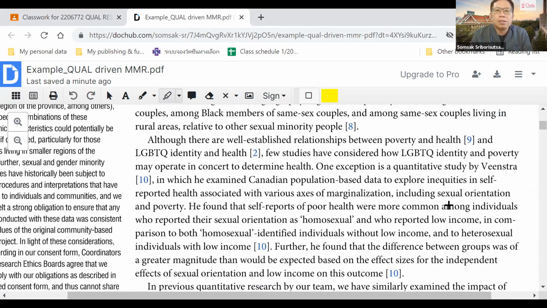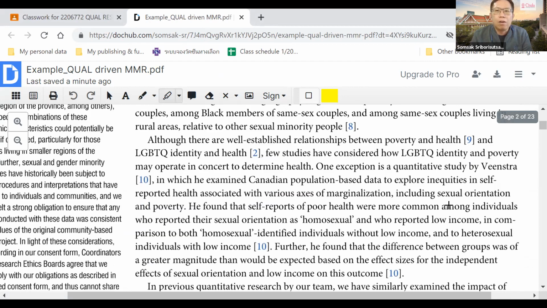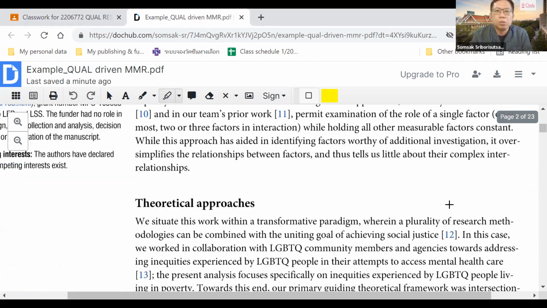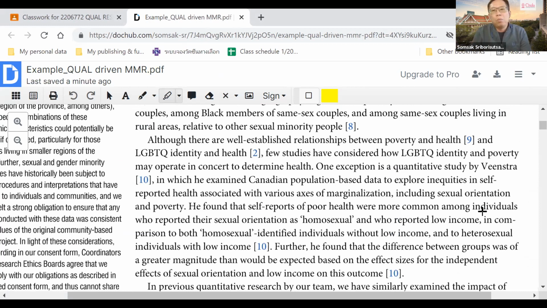Vince or Vincent or Pupik, could you tell me, on the second page, page two, they say why they choose or make a decision to do quantitative data driven, right? Can you point out the paragraph or the sentences that identify the reason why they choose the qualitative or mixed method?